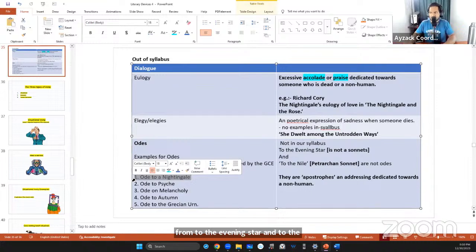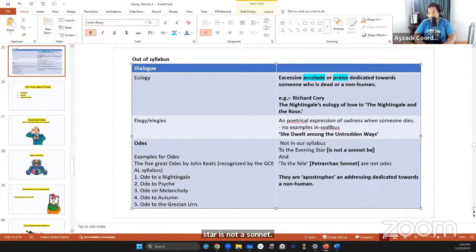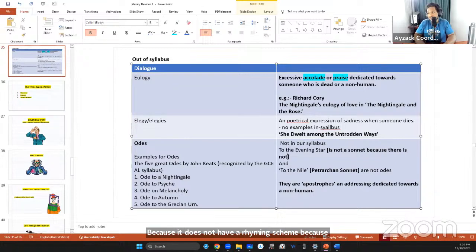To the Evening Star is not a sonnet because it does not have a rhyme scheme. To the Evening Star cannot be a sonnet because there is no rhyme scheme. In order for a poem to be recognized as a sonnet, it must have a formal rhyming scheme. 14-line poem, formal rhyming scheme, baby. Right now, though, we are done with talking about these out-of-syllabus poems.